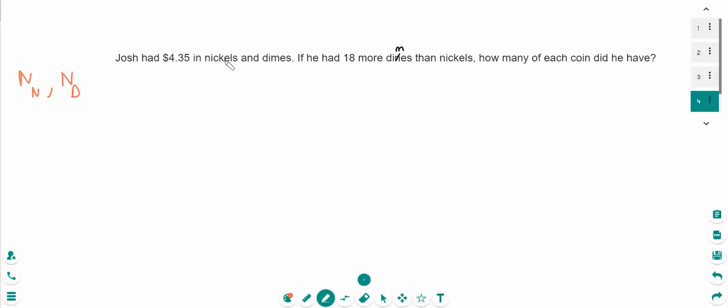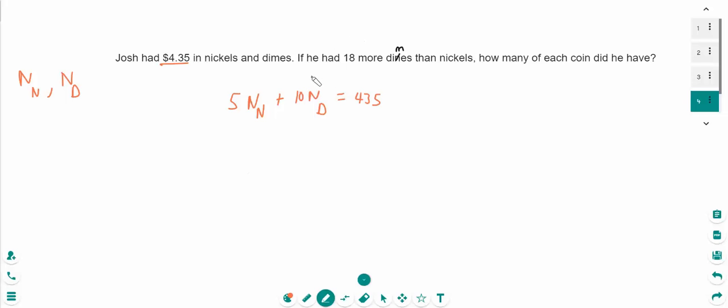All right, so let's look at our value. Our value for all this money is 435 cents. And we find that value by taking our n sub n, our number of nickels, and multiplying that by 5, and then adding that to 10 times the number of dimes. There we go. There's our first equation.